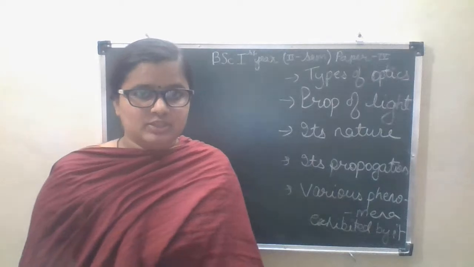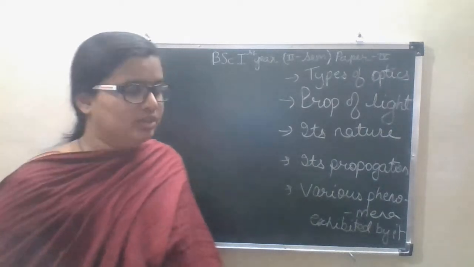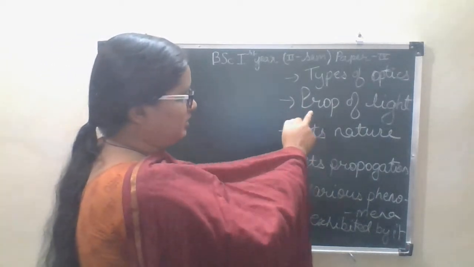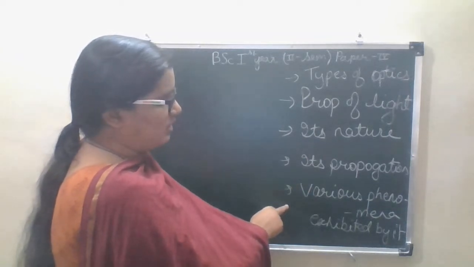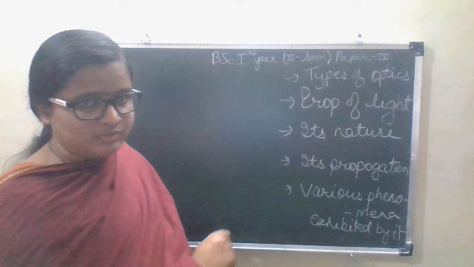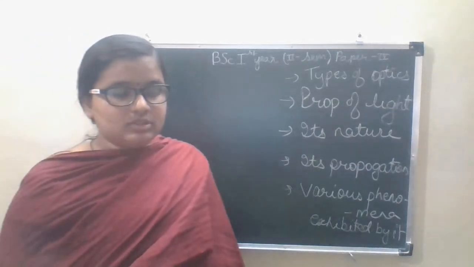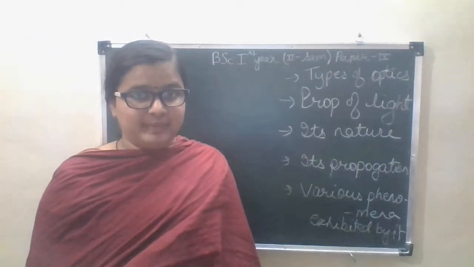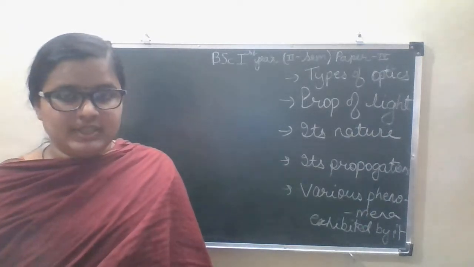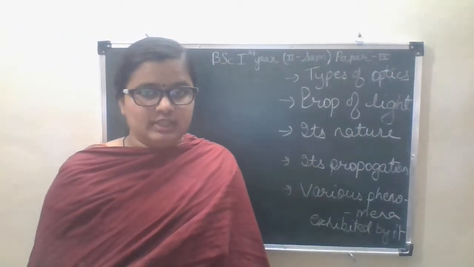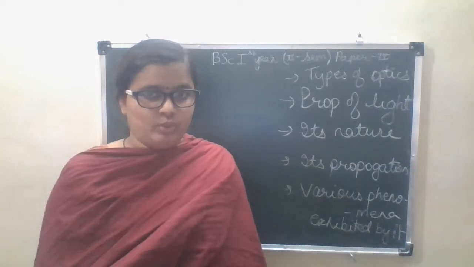Optics is a branch which deals with the properties of light, its nature, its propagation, and various phenomena exhibited by it. Optics is divided into three types. First is geometrical optics, second is physical optics, and third is quantum optics.